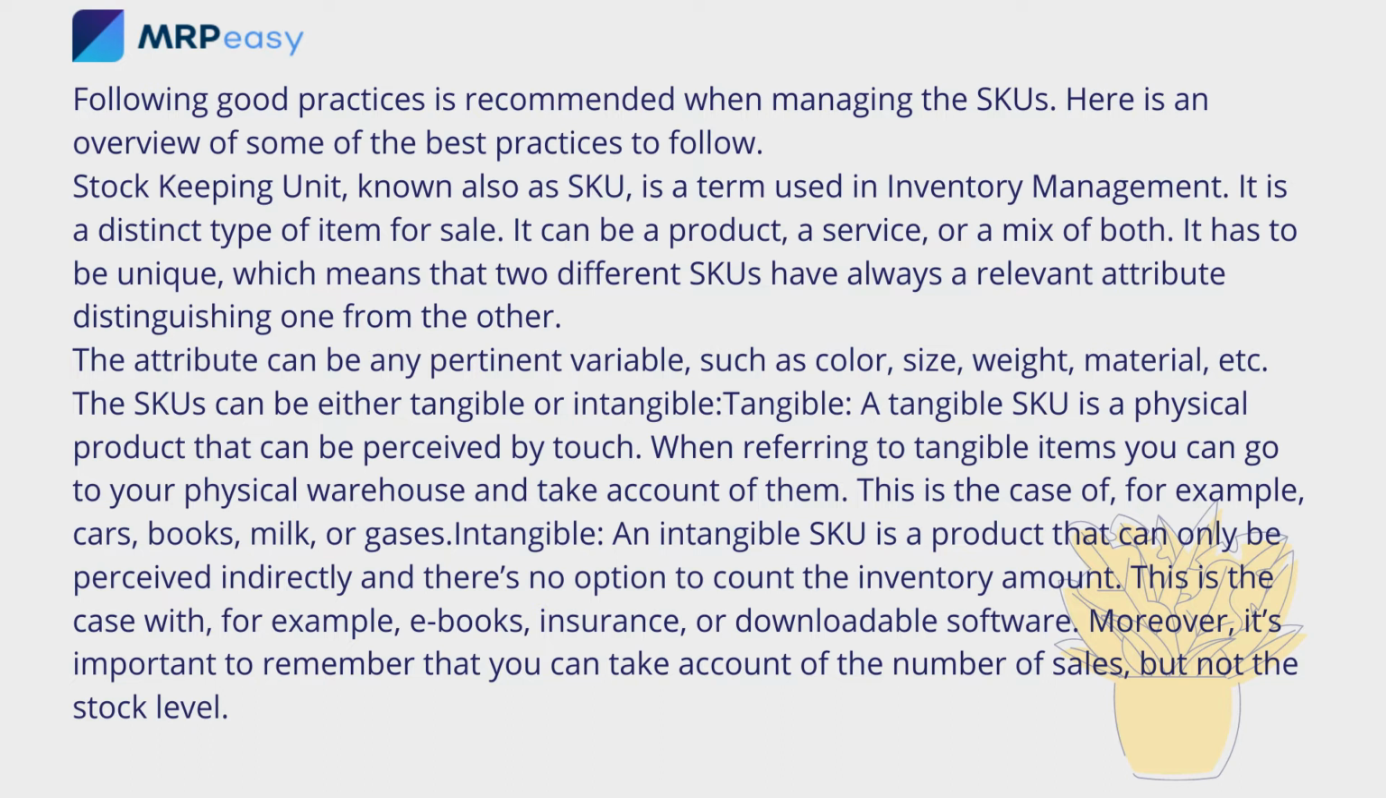Intangible. An intangible SKU is a product that can only be perceived indirectly, and there's no option to count the inventory amount. This is the case with, for example, ebooks, insurance, or downloadable software. Moreover, it's important to remember that you can take account of the number of sales, but not the stock level.